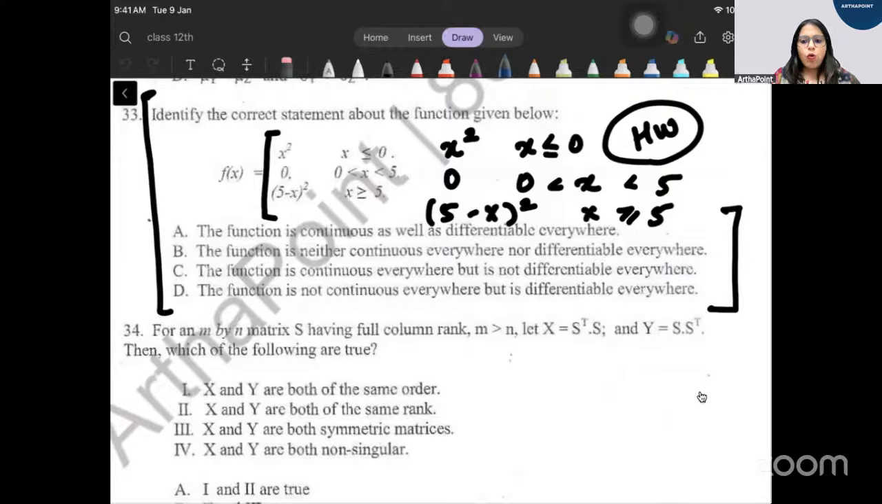I had given you a homework question yesterday. I hope all of you have gone ahead and solved that. If not, then take a minute and quickly solve this homework question.